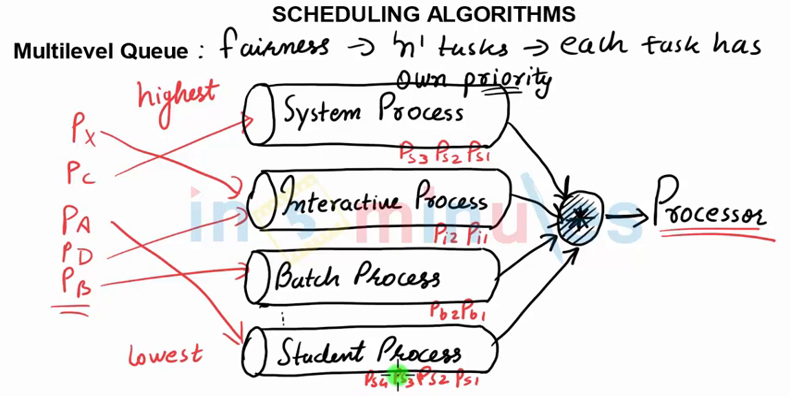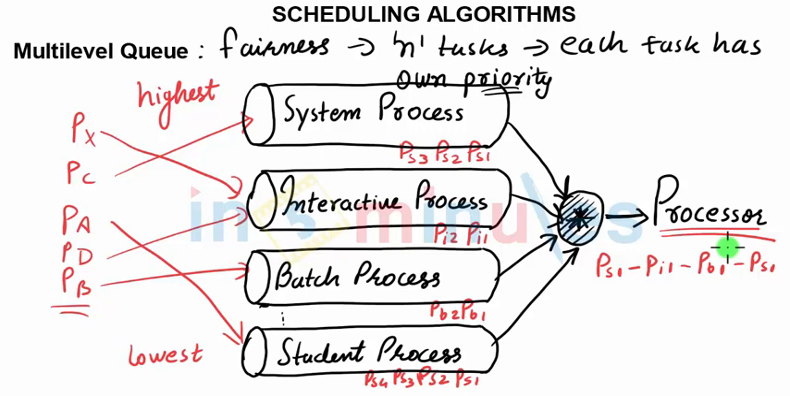Now the processing would go one simple way. We'll take PS1 for the system, then PI1 from the interactive process, then PB1 from the batch process, and again PS1 from the student process. So the basic idea is, depending on the priority, each one would be treated, no starvation coming into the picture, and everybody has a fast processing system.